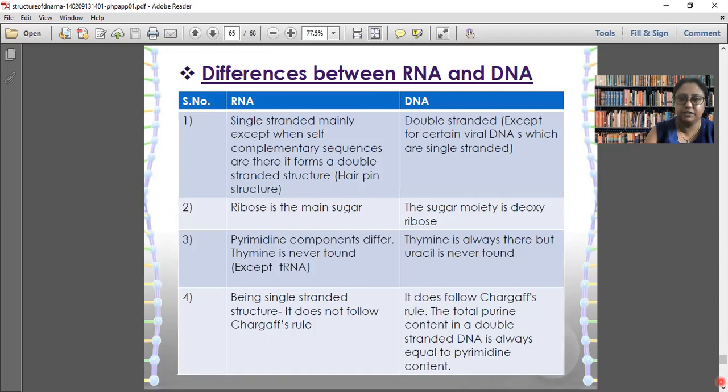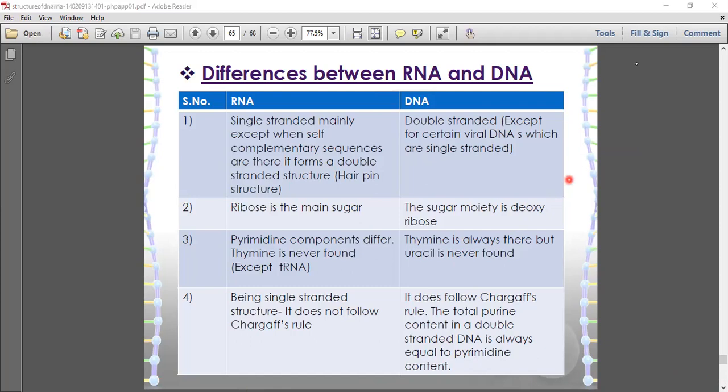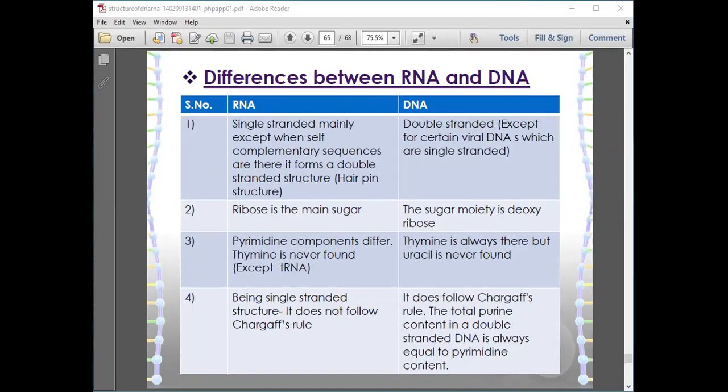So this is the difference between RNA and DNA. I want you to go through each point and let me know if you have any doubt. Any doubts, anyone?